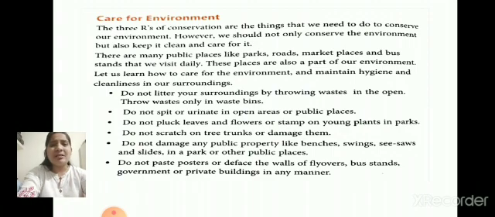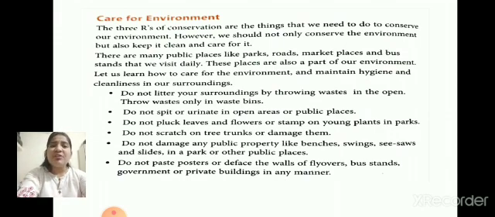There are many public places like parks, roads, marketplaces and bus stands that we visit daily, children. These places are also a part of our environment, which we studied in the previous video, children. Let us learn how to care for the environment and maintain hygiene and cleanliness in our surroundings. So children, do not litter your surroundings by throwing waste in the open. Throw waste only in waste bins, which we studied in the previous video, children, that we have to throw the waste in the dustbin only.